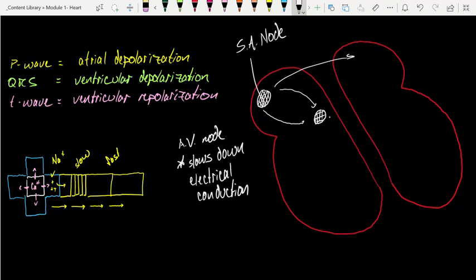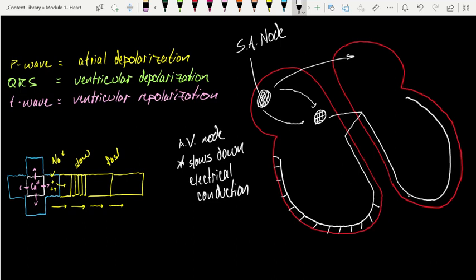We then travel through the bundle of His. This divides up into bundle branches, with each bundle branch traveling toward the apex of the heart, where we finally hit our Purkinje fibers that start at the apex and then spread laterally upward up the walls of the ventricles. And we see this on both sides.